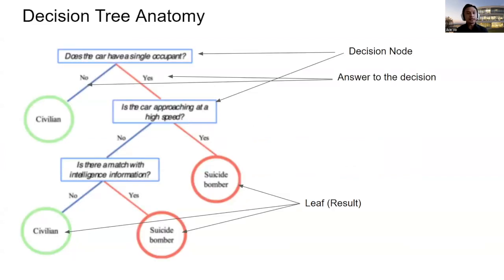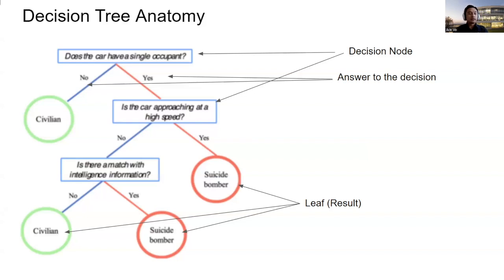Decision tree anatomy is very straightforward. We have a decision node, and within a decision node, you're going to have two different answers. For example, here we're asking whether it is a suicide bomber or not. The first question is, is the car single occupant? If you say no, that will be a civilian. If you say yes, then you have to answer a different decision coming down the stream.